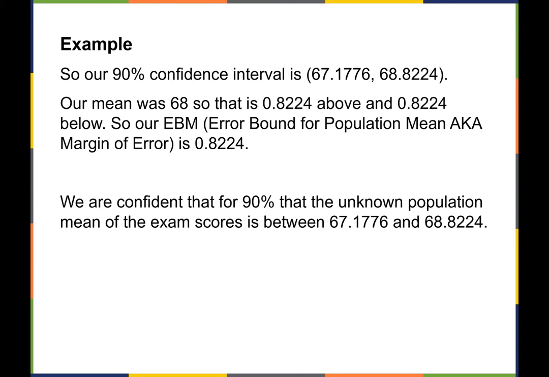So our 90% confidence interval is 67.1776 to 68.8224. Our mean was 68, so we can calculate 68.8224 minus 68, and we see that we went up 0.8224, and we can calculate 68 minus 67.1776, and so we went down 0.8224 also from the mean to get those endpoints. So our error bound for the population mean, also known as the margin of error, is 0.8224. It's the distance from the mean to each endpoint. We are 90% confident that the unknown population mean of exam scores is between 67.1776 and 68.8224.